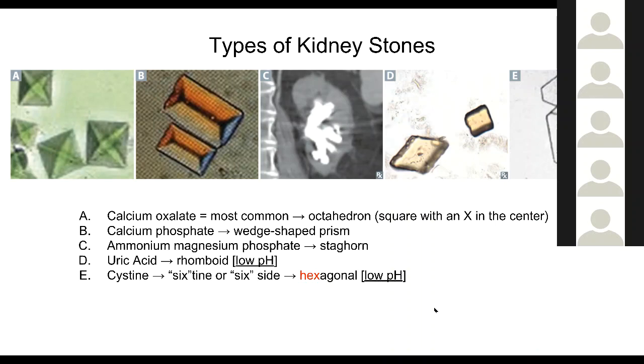So the first way is the pH. The second way is the shape of the kidney stone. There's no trick for it. You have to remember it.